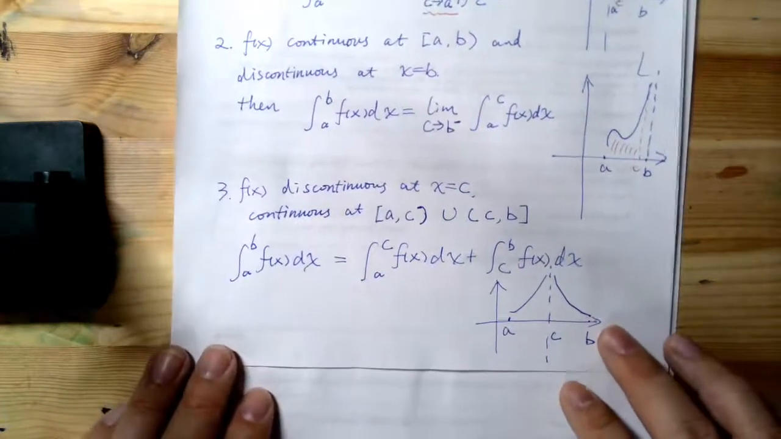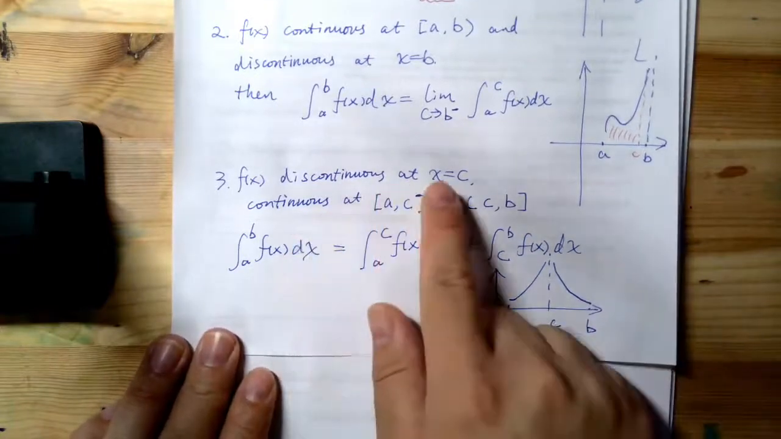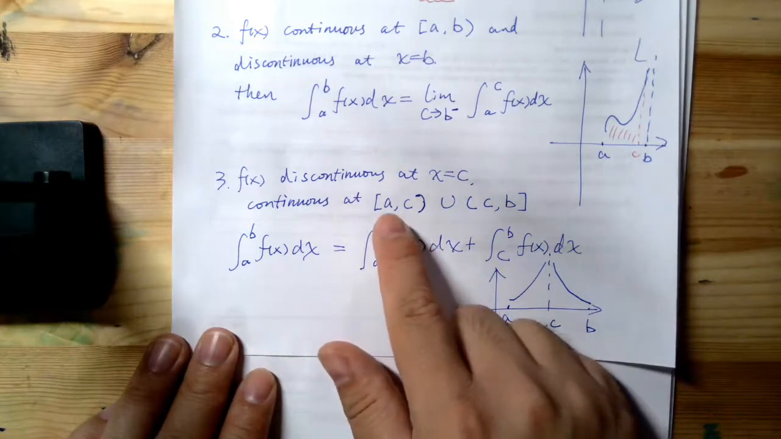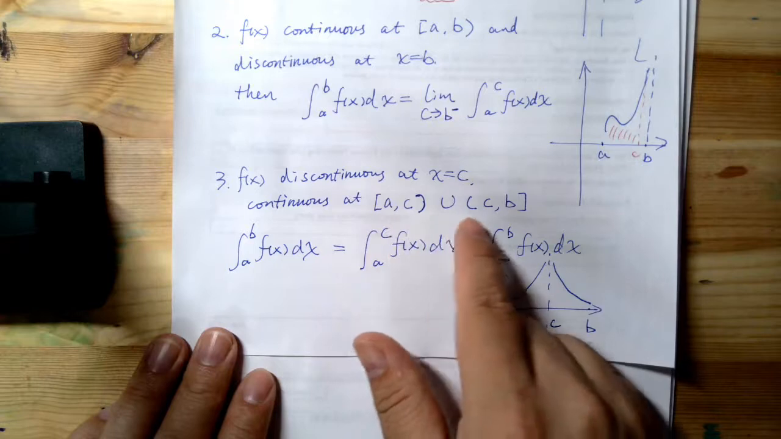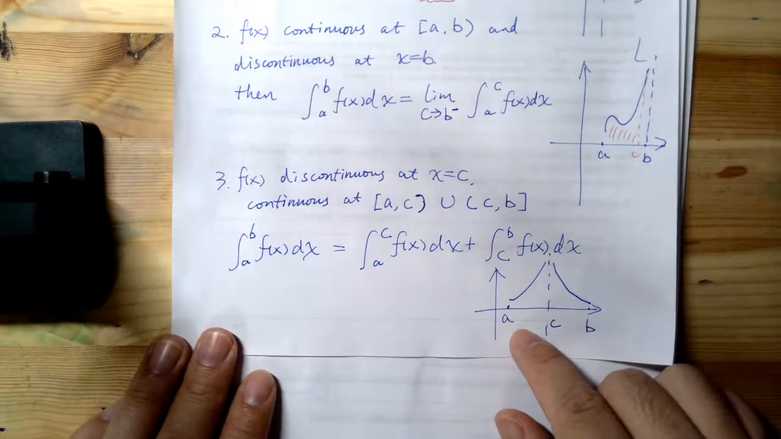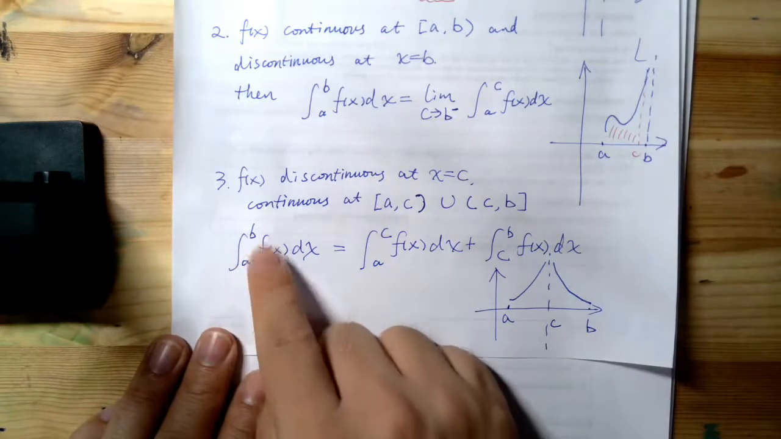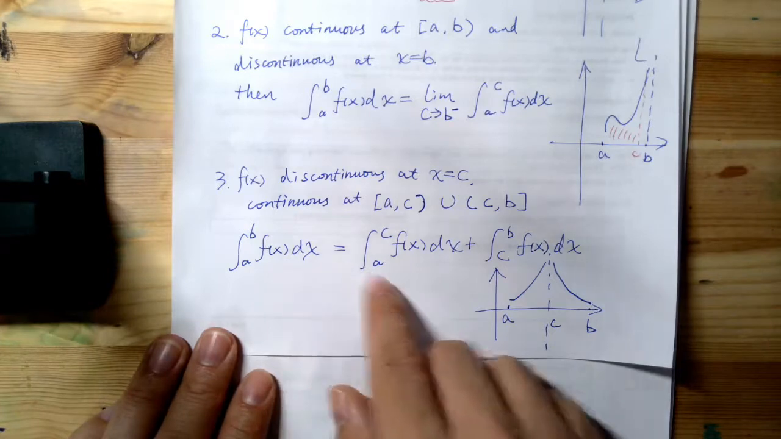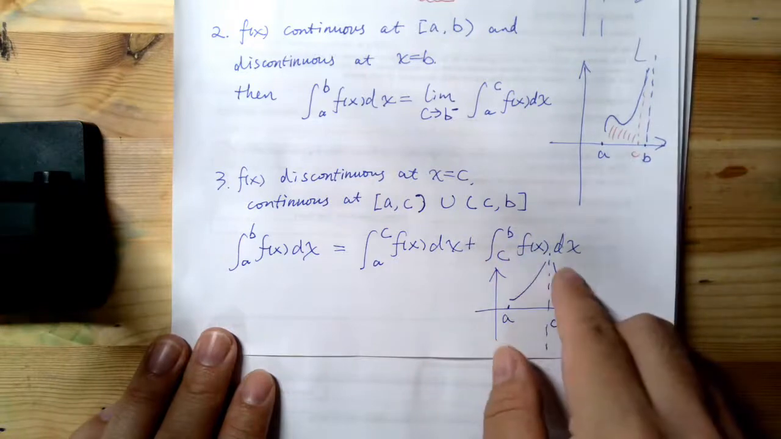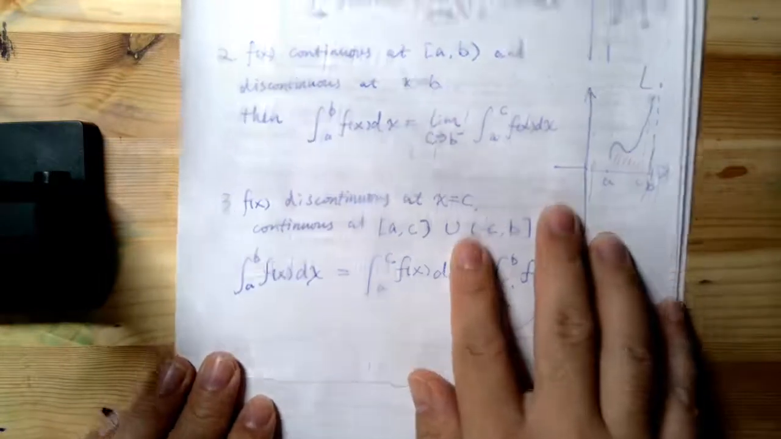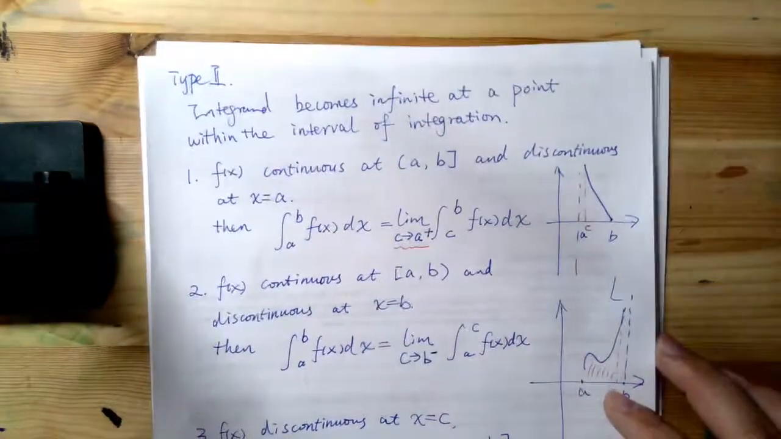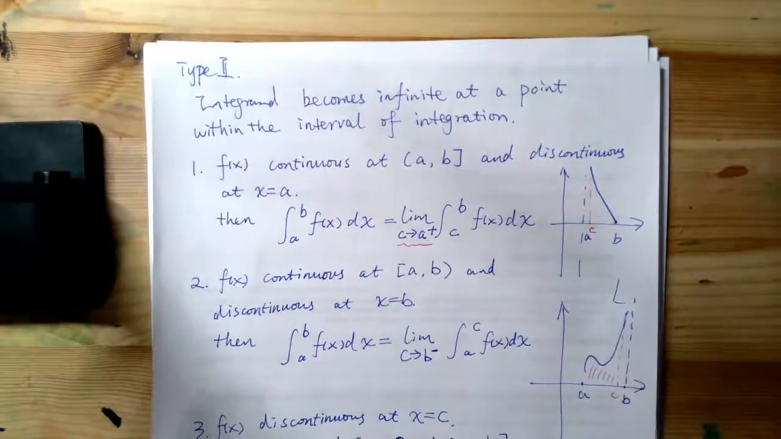And then the third case is where the function is discontinuous at x equals c, but continuous on the interval from a to c, union from c to b. We can see from a graph it's something like this. If you want to figure out the integral from a to b of f(x) dx, you need to split your integral into two parts, from a to c plus from c to b. How to handle each of these goes back to categories 1 and 2. So this is what we call the type 2 improper integral.